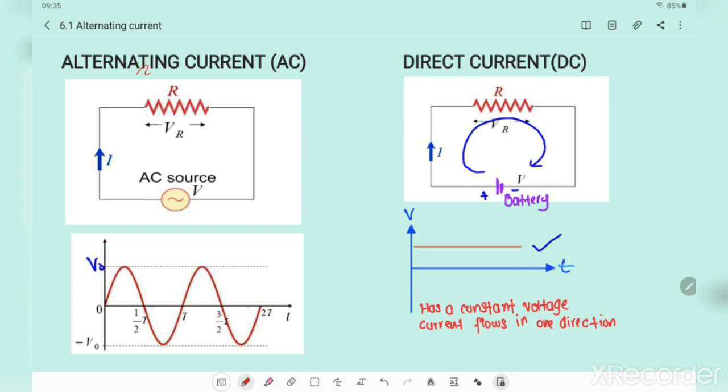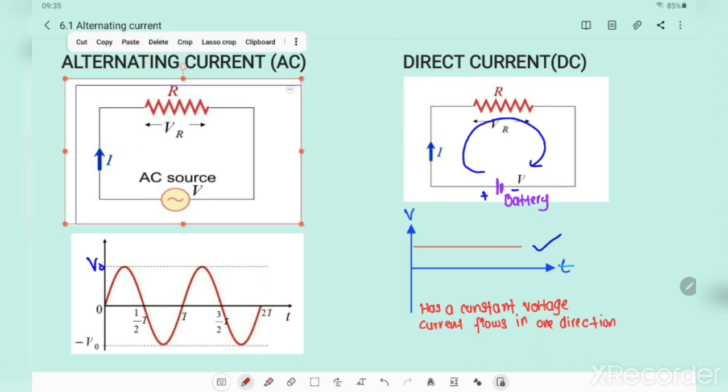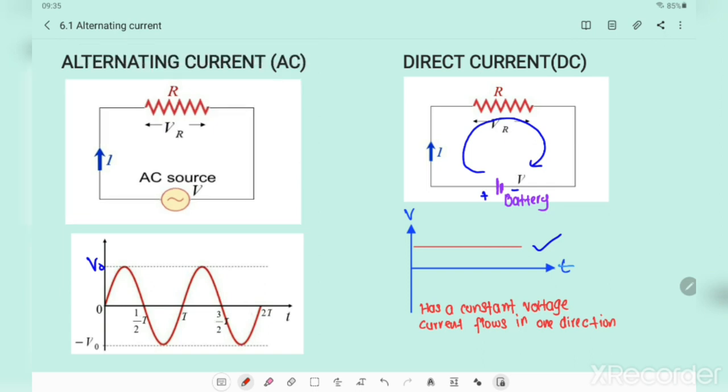Alternating current is defined as an electric current whose magnitude and direction change periodically. We have a circuit connected to the AC source. This is the AC source symbol. The current now will flow from the positive terminal to the negative terminal.